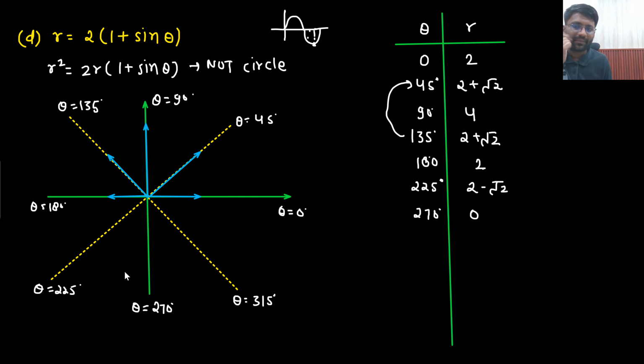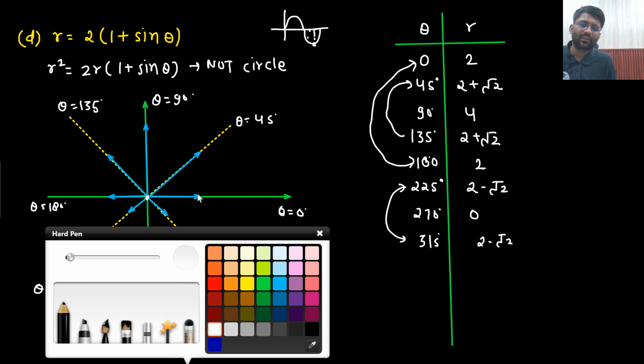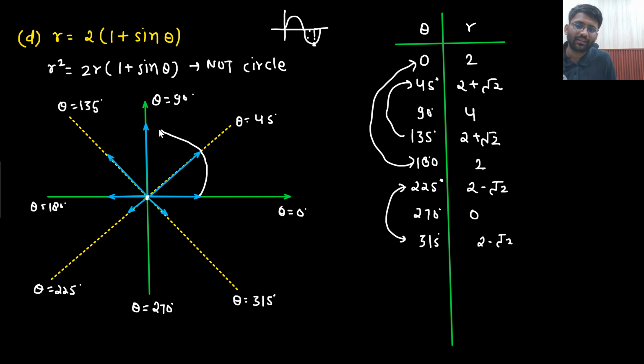At 225 the value is different: it becomes 2 minus under root 2, an even lesser value. At 270 degrees the value becomes 0. At 315 it is the same as at 225, 2 minus under root 2. These pairs are the same, while 90 and 270 are different. At 360 degrees we get the same value again. So starting with 2, it increases, then decreases, goes to 0, and then increases again. A rough diagram, you would have understood.